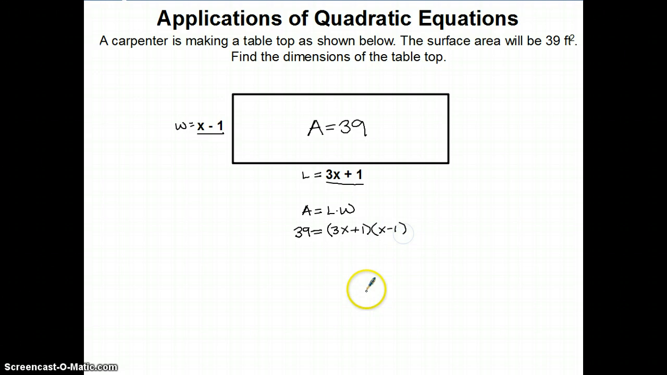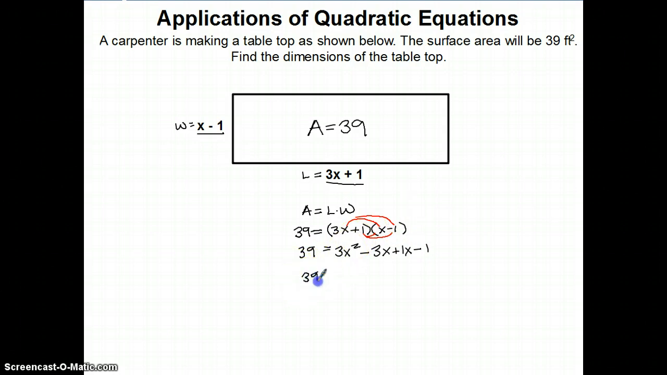Since these are binomials, I go ahead and put them in parentheses, and that means I need to FOIL to multiply this out. So I'm going to go ahead and FOIL by first distributing my 3x. On the right-hand side, I then have 3x squared, and 3 times negative 1 is minus 3x. I distribute my positive 1 to get positive 1x, and 1 times negative 1 is minus 1. On the left, I still have 39. I'm going to go ahead and simplify.